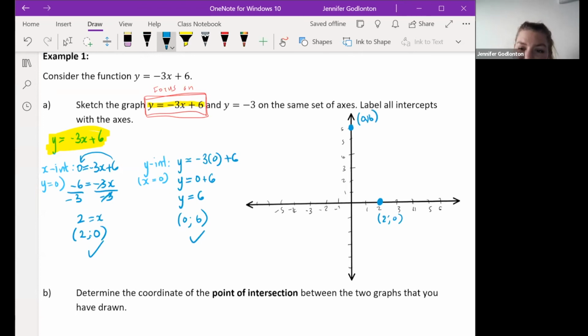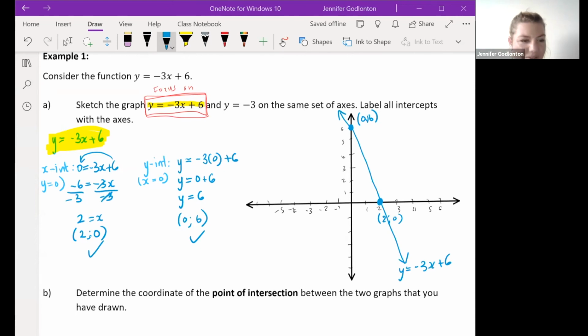Once we have 2 coordinates, we can always draw a straight line graph. We always do it with arrows, and then we need to give it its name. So we're going to write y equals negative 3x plus 6. If your graph looks something like that, then please give yourselves a high five. That's awesome. That's exactly what I want it to look like.